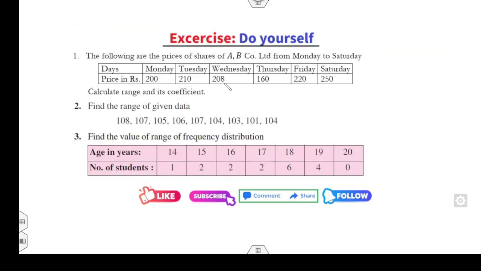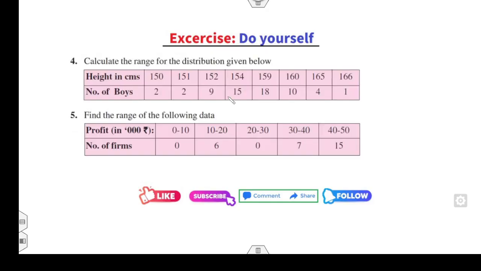So I will give you the 5 exercises as an example. Let me know your answers in the comment box. First 3 questions here and 2 more questions. तो आप अपना आंसर इस तरह से आंसर पुट करिए. 1 का आंसर, 2, 3, 4 and 5.